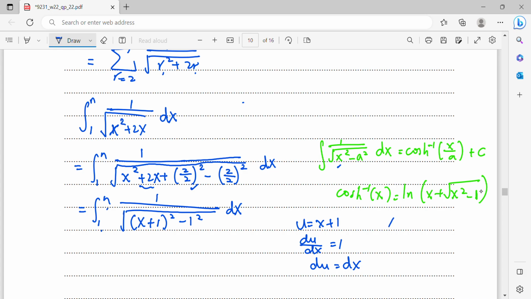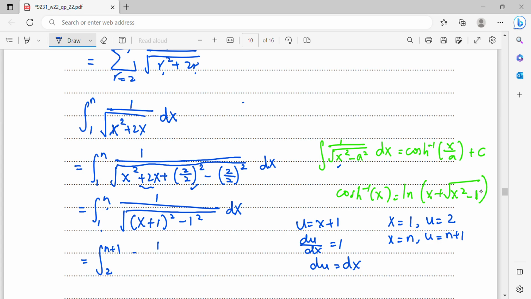So when x equals 1, your u will be n plus 1. Okay, and then when x equals n, so your u will be, oh sorry, mistake here. When x equals 1, your u is 2. All right. So when x equals n, it will be n plus 1. So now I will change the limits. So instead of 1 to n, it will be 2 to n plus 1.